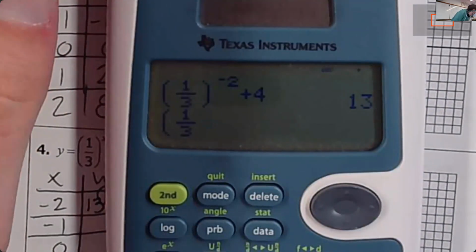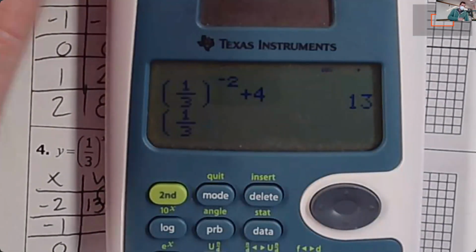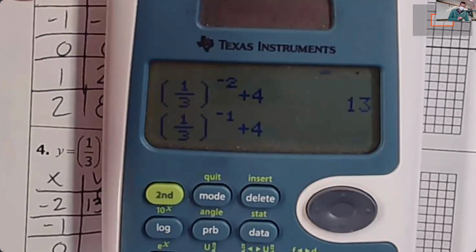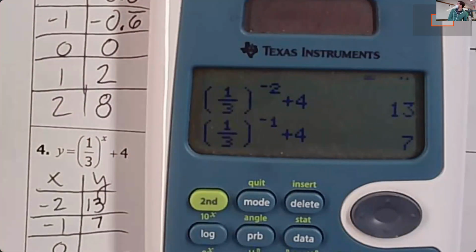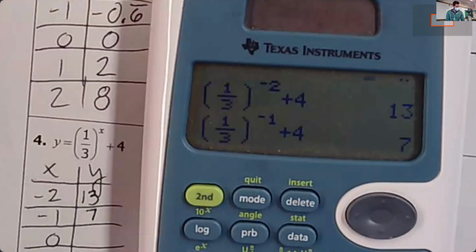And then close your parentheses. And we're going to do -1 this time. And then over again, +4 is 7. So -2, 13, -1, 7. 0, anything to the 0 power is 1, and 1 + 4 is 4, so that's 0, 4.